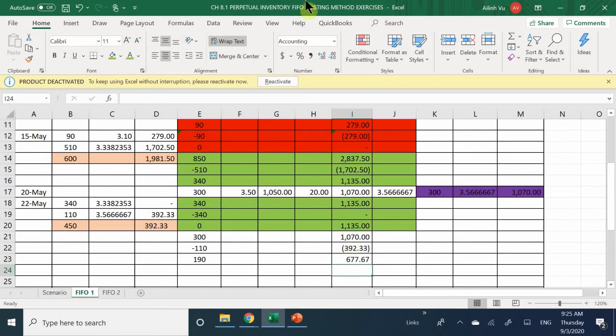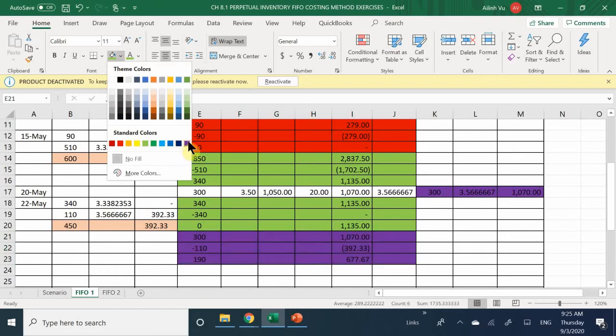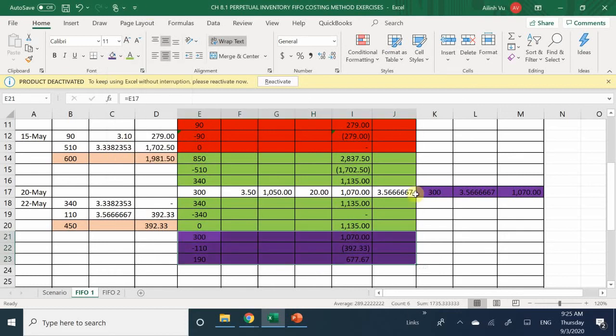And I am going to get 677.67, which is correct. And I'm going to go ahead and highlight it in purple because this belongs to my purple batch. And then I'm going to change the value here. So I no longer have 300 items. I have a total of 190. And it says here that I should have 677.67.